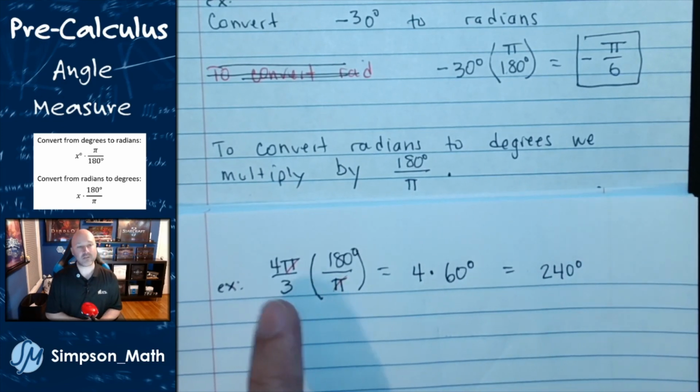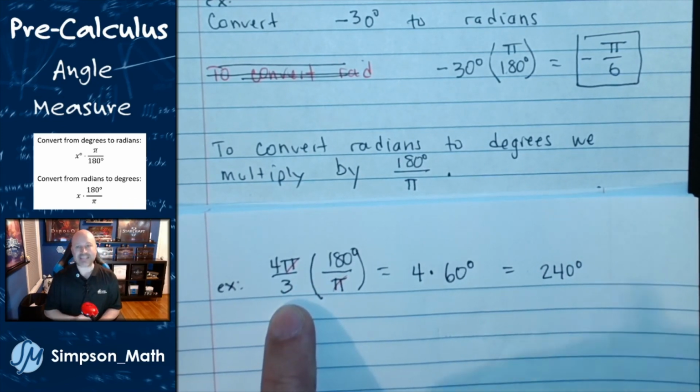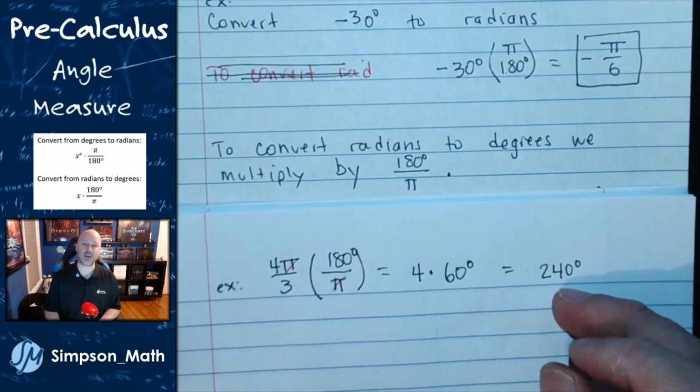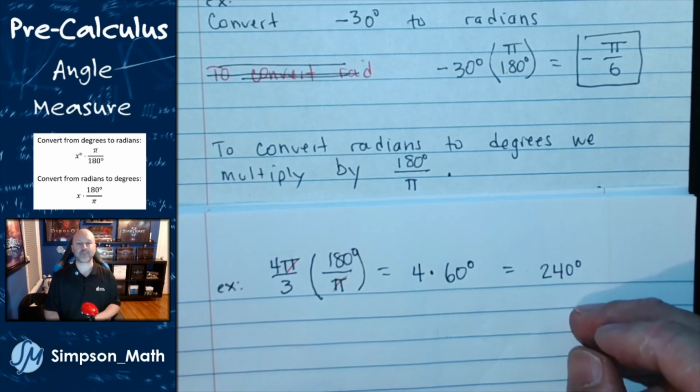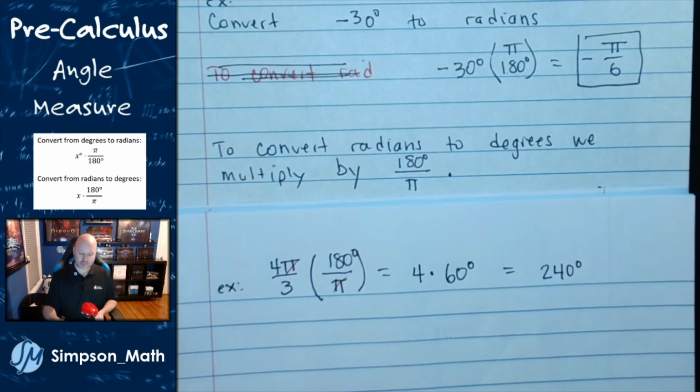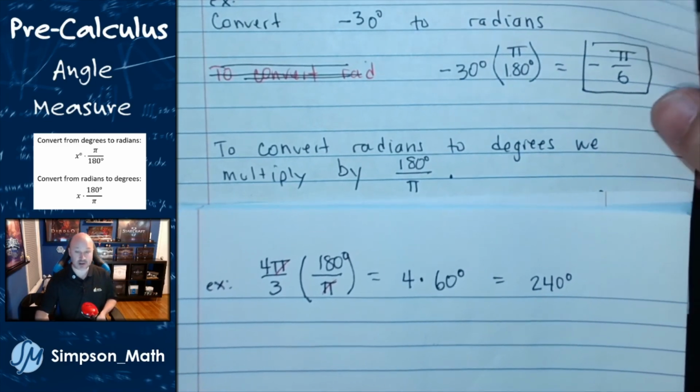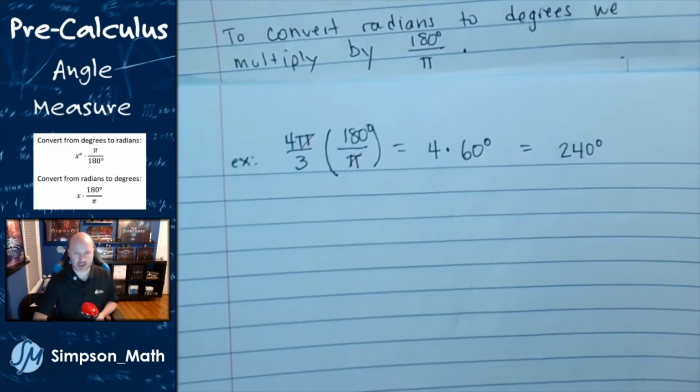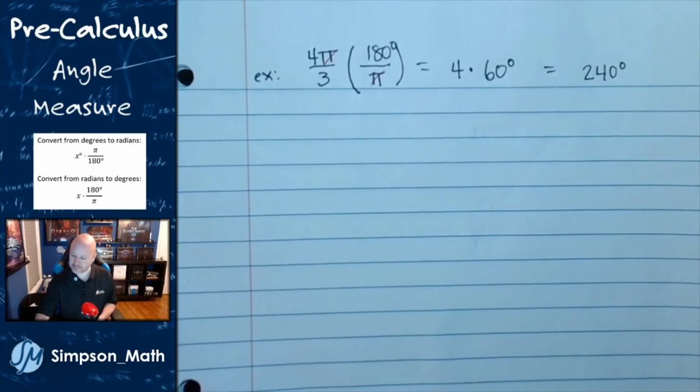So 4 pi thirds radians is equivalent to 240 degrees. All right, so in the homework, you'll convert back and forth. Do that enough times that you're comfortable with it, and hopefully get faster and faster at it.